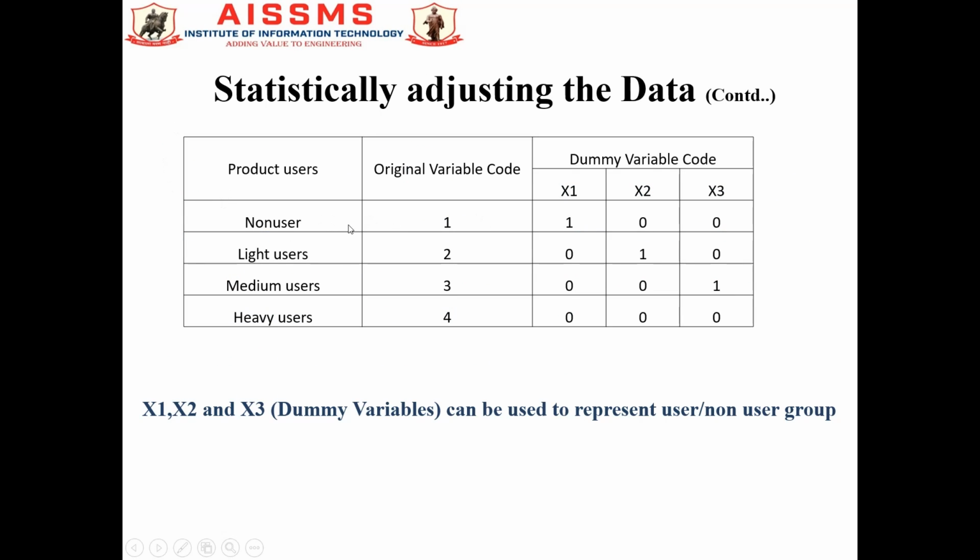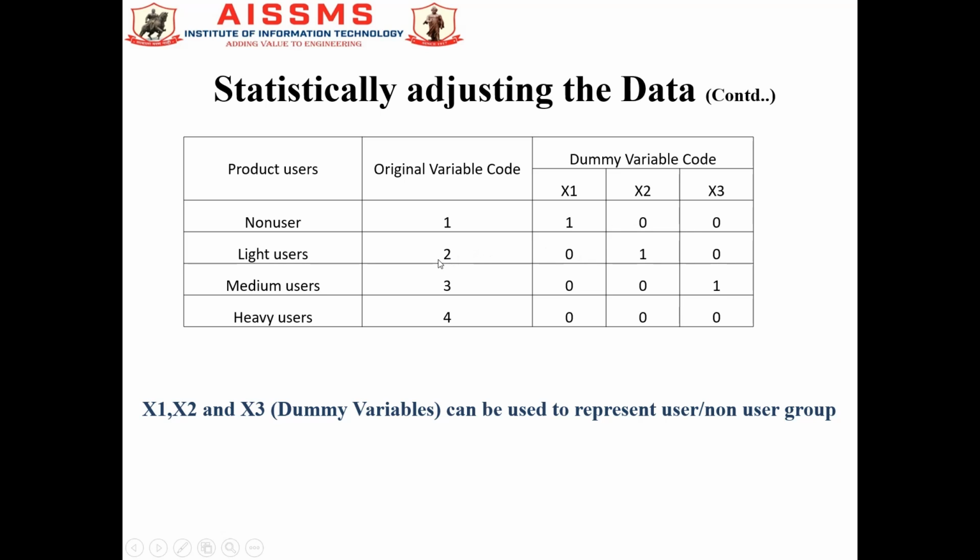In this table we can observe how dummy variables are created for statistically adjusting the data. This is the class of product users. Non-users are assigned original variable code 1, light users are assigned 2, medium users are assigned 3, and heavy users of a product are assigned code 4. But now this original variable code is replaced with the dummy variable code, where X1, X2 and X3 are the three dummy variables. For code 1, X1 is assigned 1 and X2 and X3 are assigned zeros.